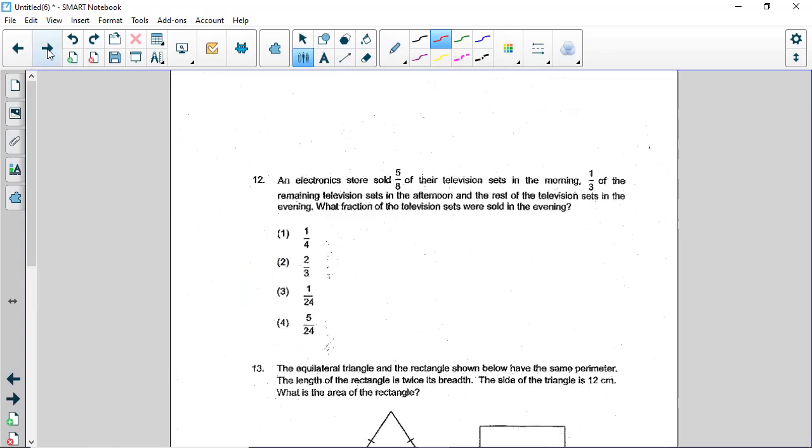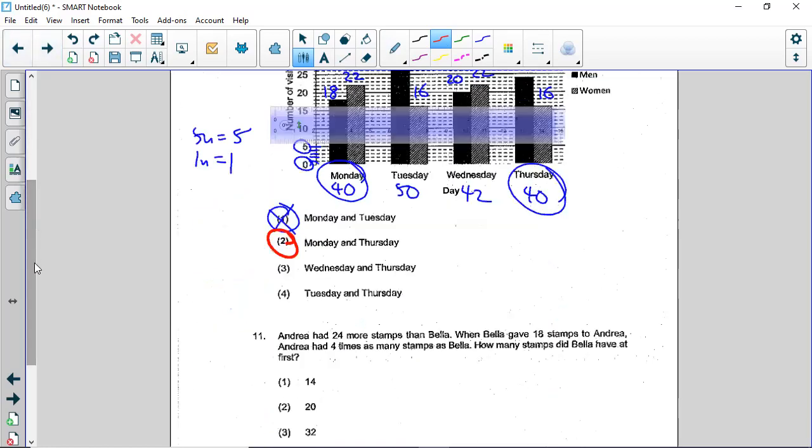Okay, question 11. Okay, now fractions means model, especially when you see a remainder. An electronics store sold 5/8. Mr. Ong, you missed out question 11. Oh, question 11. Okay, sorry. Let's go back to question 11.